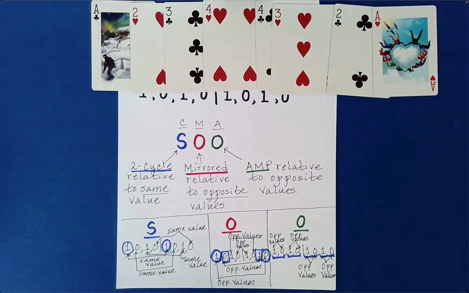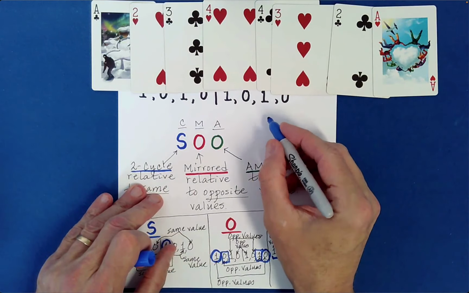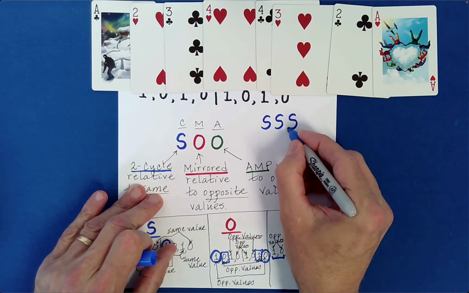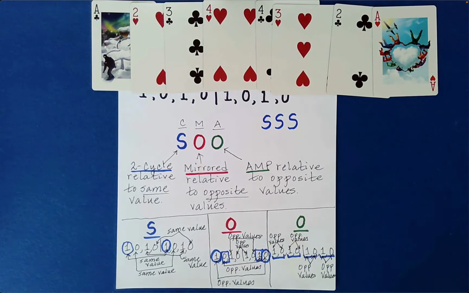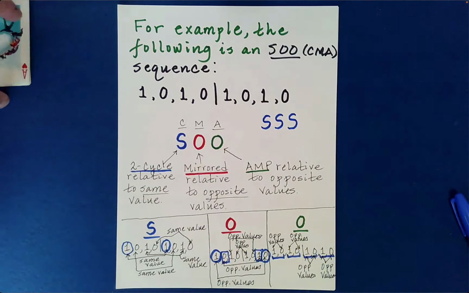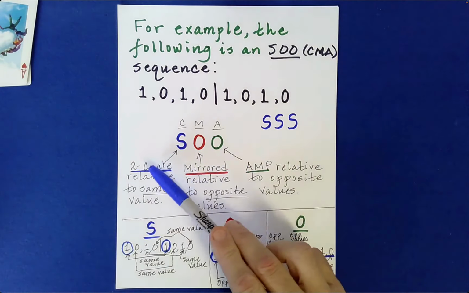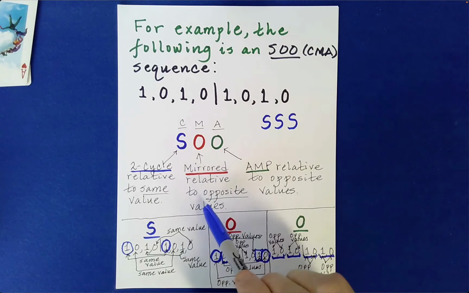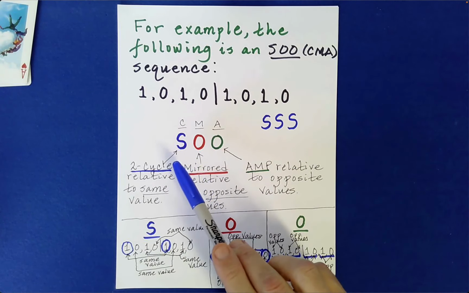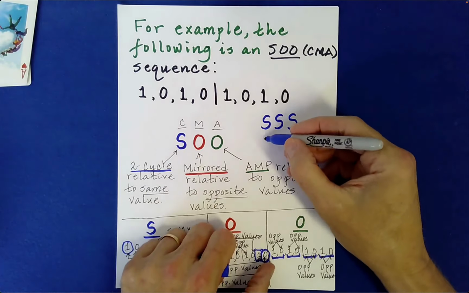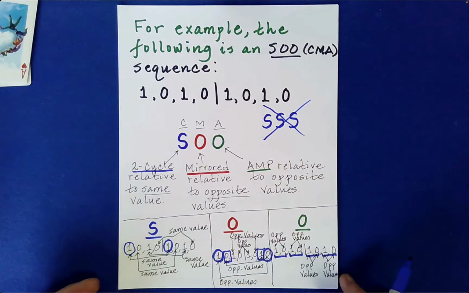Now there is one. Oh, by the way, I should point out too that using four zeros and four ones, and you can check this for yourself, SSS is not possible. If you have four zeros and four ones, try it out for yourself. See if you can create a sequence of eight objects where it's a two cycle relative to the same value, it's mirrored relative to the same value, and an AMP relative to the same value. You will not be able to do it with four zeros and four ones. It is impossible. So we would say that that's an impossible construction there. It doesn't exist, okay?